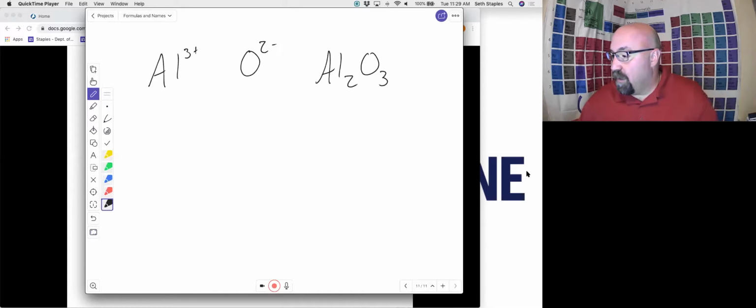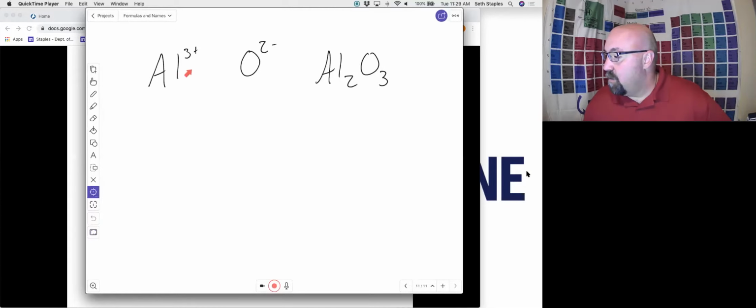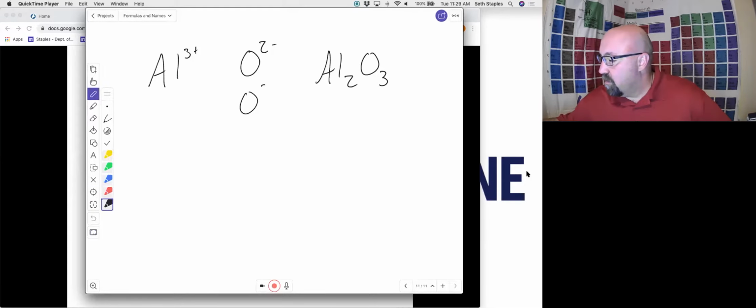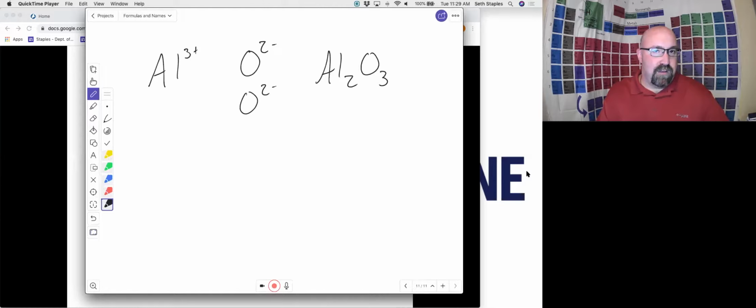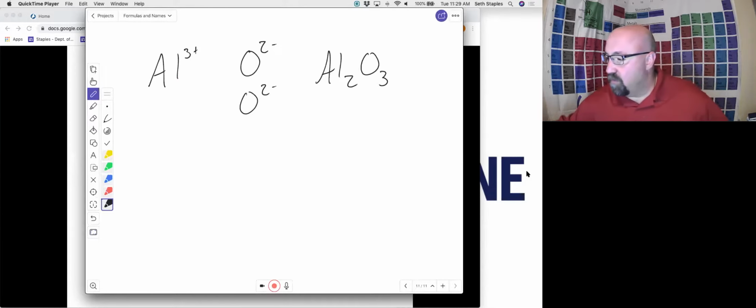We can also look at it with our pluses balancing out our minuses like we've looked at. Right now, we have more pluses than we have minuses. And so we can see that we need more negative charges. We put another oxygen in here. Each oxygen has a 2 minus. Now we have 4 minuses and we have 3 pluses. Now we have more minuses. We're going to need more positive charges. So we put another aluminum in.